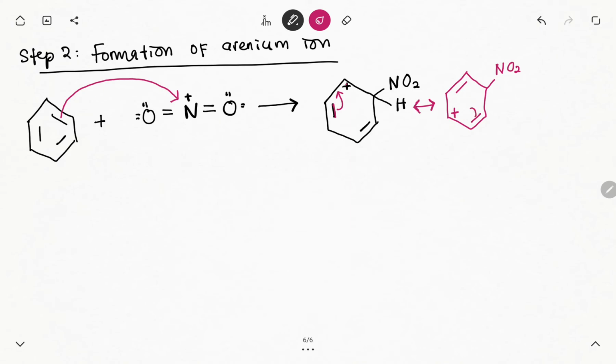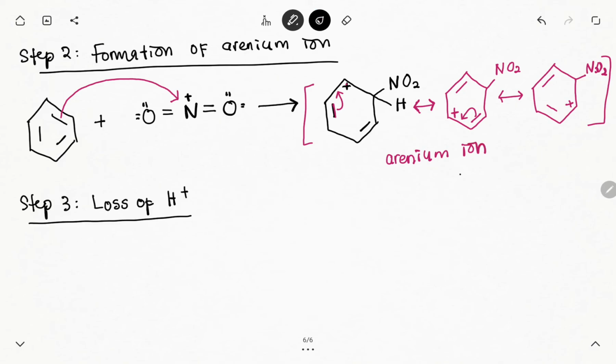In the second resonance form, the double bond alternates position at this area, the new resonance form has a double bond here, and the positive charge here. This is NO2, and this is the remaining double bond. We bracket them because they are charged, and all of them are labeled as the arenium ion.